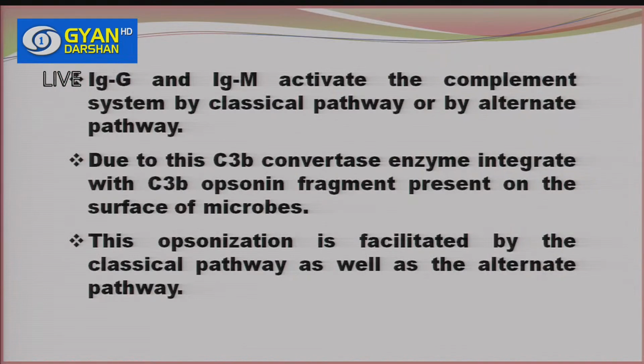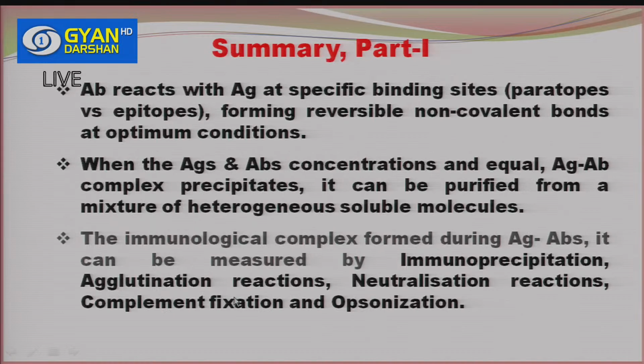The IgG and IgM activate the complement system by the classical pathway or by the alternate pathway. Due to this, the C3b convertase enzyme integrates the C3b opsonin fragment present on the surface of the microbes. This opsonization is facilitated by the classical pathway as well as the alternate pathway.